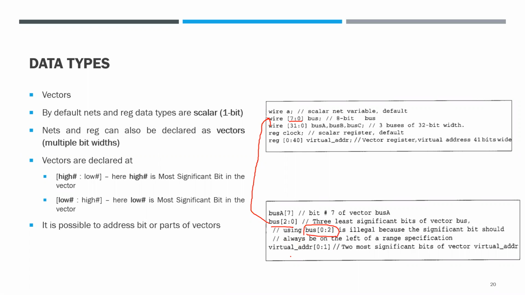This is one thing. So here we have another thing, what he has accessed: virtual address 0 to 1. So 0 to 1 implies you're starting from the MS bit and accessing the next MS bit. So 2 MS bits you are accessing. Whereas in the other case, it was the least significant bits that you are accessing.